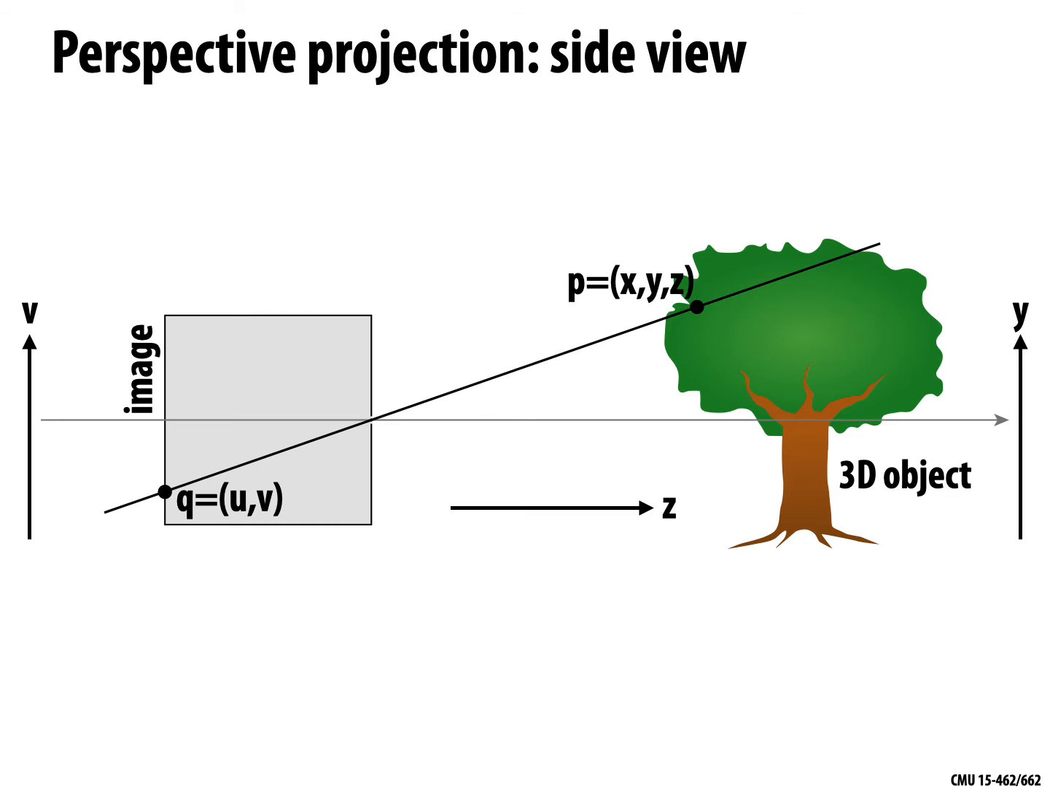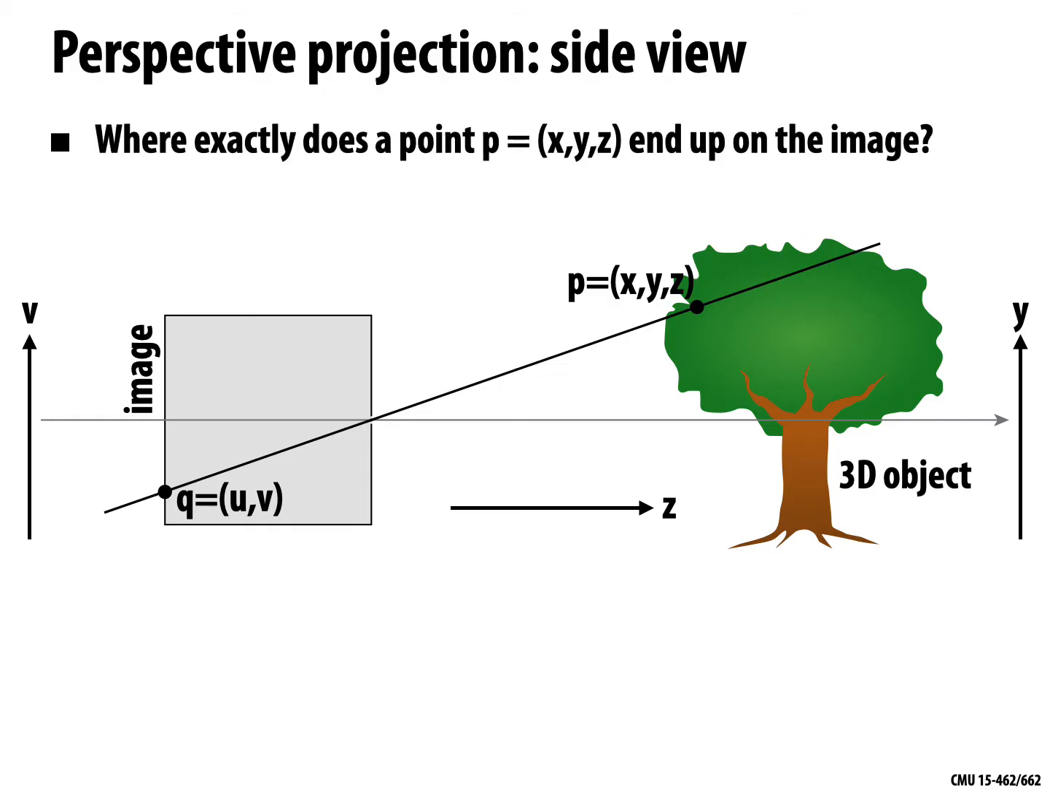If there's green light kind of shooting off of that leaf, you can imagine there's some light that bounces off and shoots off of that leaf into the camera. What is the position it's going to end up at on the film? The position Q equals UV. Right? So we're going to say the point P is where it starts, Q is where it ends up, but where exactly does it end up? How could you do this calculation?